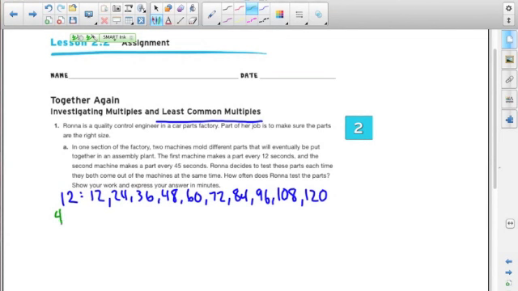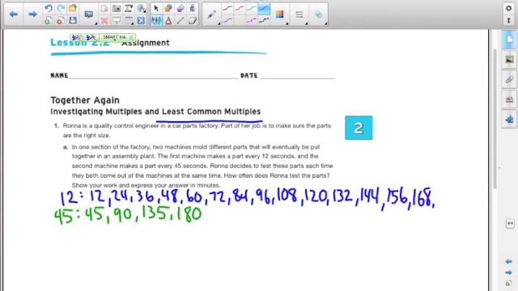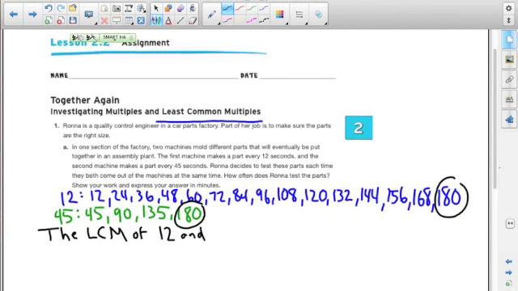And in one machine, there's one part that comes out every 12 seconds, and then another part that comes out every 45 seconds. And she wants to check the parts as they're both coming out to see if they are up to specifications. Okay, so as I'm listing the multiples, I'm going back and forth between the two, and I'm looking for the first one that's going to be the same. In this case, I found it, it's 180. All right, and so Rana tests the parts every 180 seconds, and well, there's 60 seconds in a minute, and so that would be every 3 minutes.